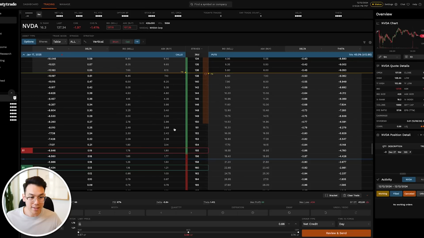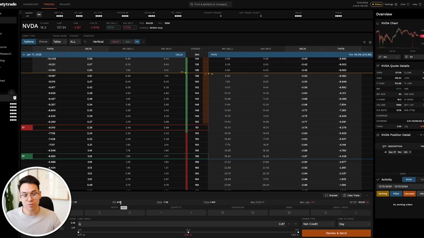Now, if you want to get a little bit riskier, you can move this to the 25 delta, which is 151, and move this here to the 156, right? You risk $413 to make $87, and your probability of 50% of profit is 84%. I like this trade a little bit better because you can make a little bit more, okay? So that's exactly how you do the bear call spreads.